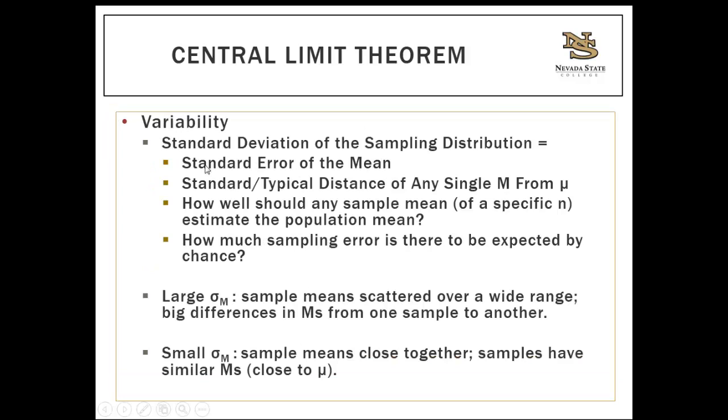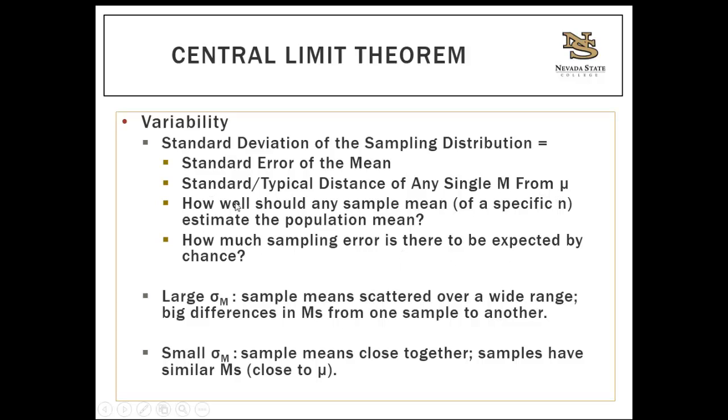This is also called the standard error of the mean. So now our measure of variability is the standard error and not the standard deviation. And the standard error just tells you the expected, standard, typical, however you want to say it, distance of any single mean from the population mean. So whereas the standard deviation was the typical distance of scores from the mean of all scores, the standard error is the typical distance of means, sample means to be specific, from the population mean.